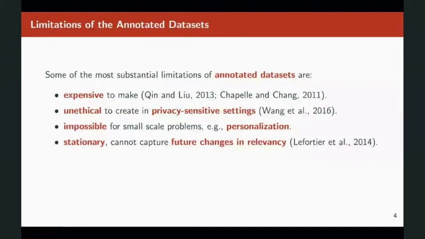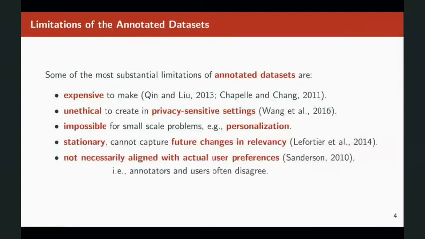So there's also a sort of a time limit on how applicable your data set is. And most importantly, it turns out that in many cases, the actual user preferences and the preferences of the experts or the annotators aren't perfectly aligned. So the experts don't agree with the users.